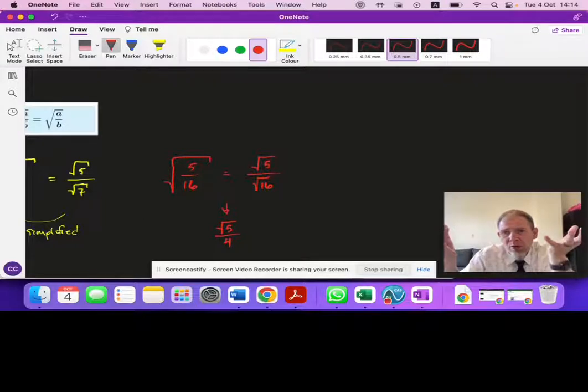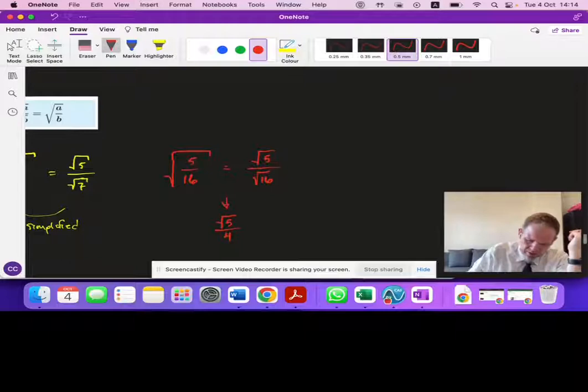So that's a really important rule. If you see it, we can simplify taking the square root of either the top or the bottom. Sometimes you can take the square root of both. Not often, though. Okay.